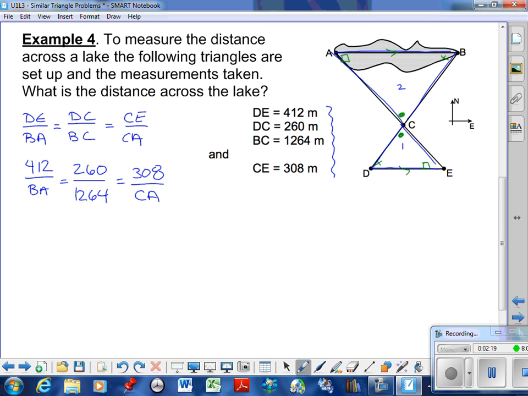All right, so what does it want me to do? What is the distance across the lake? Across the lake would be from A to B, so that's what I want to know. So that's BA or AB. There's the unknown I want.